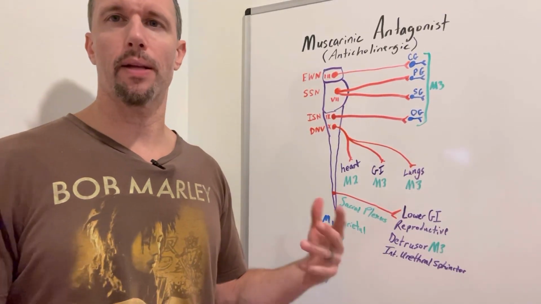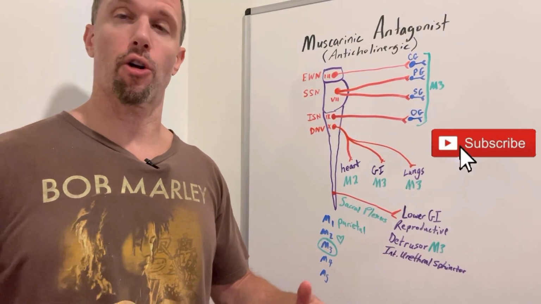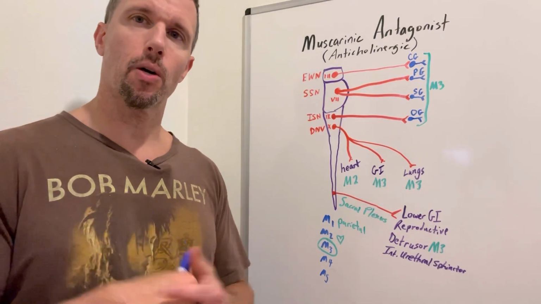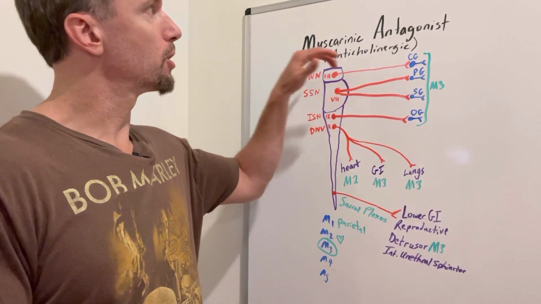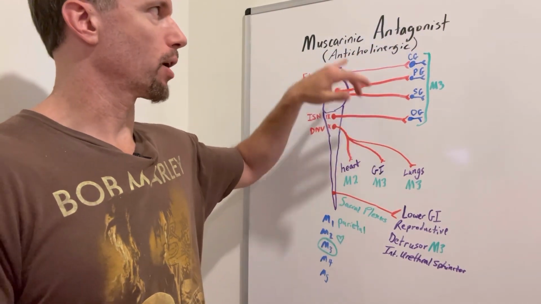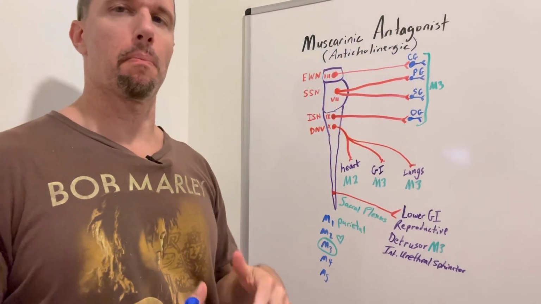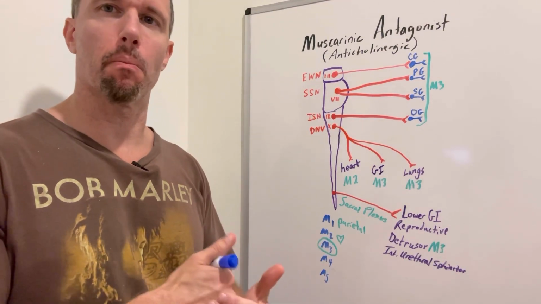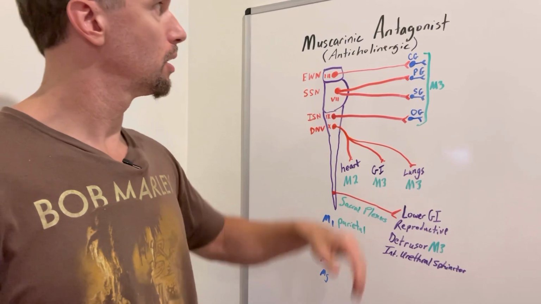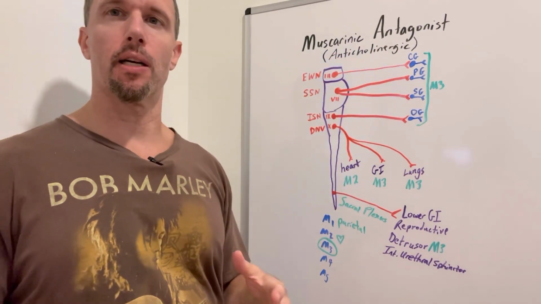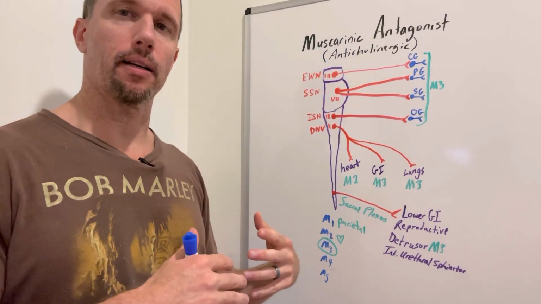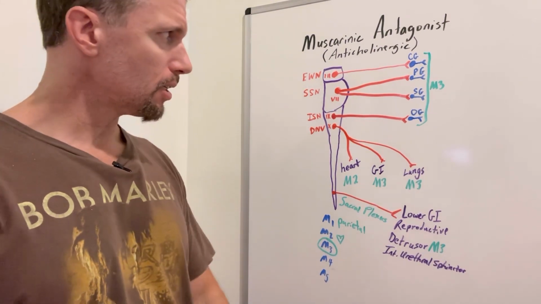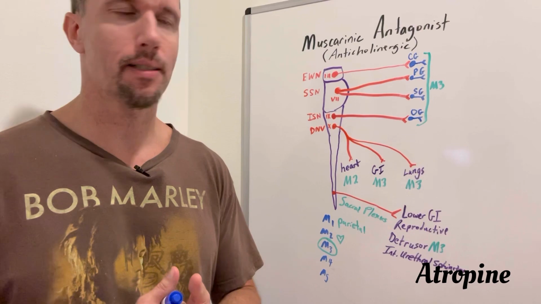In the last video, we talked about the parasympathetic nervous system, which is our rest and digest arm of our autonomic nervous system. In this video, let's discuss muscarinic antagonists or anticholinergics. Muscarinic because it's affecting the muscarinic receptors. It's binding to and blocking the muscarinic receptors. Anticholinergics because our parasympathetic nervous system is cholinergic. It releases acetylcholine. So atropine is a big drug in this class.